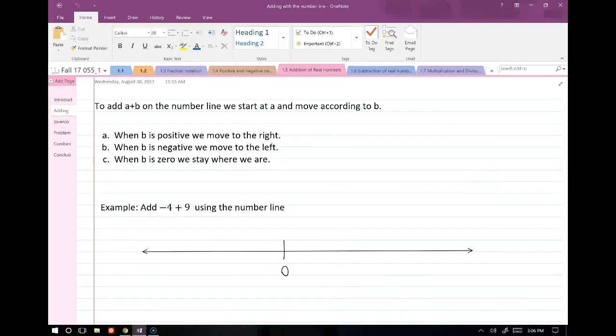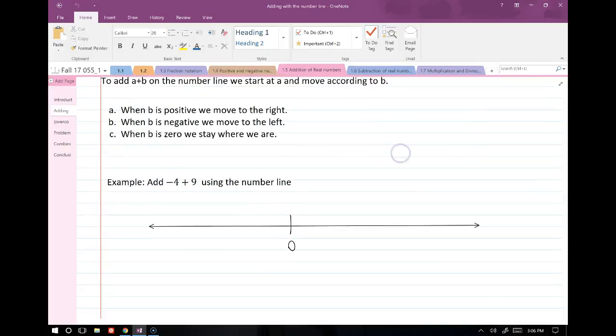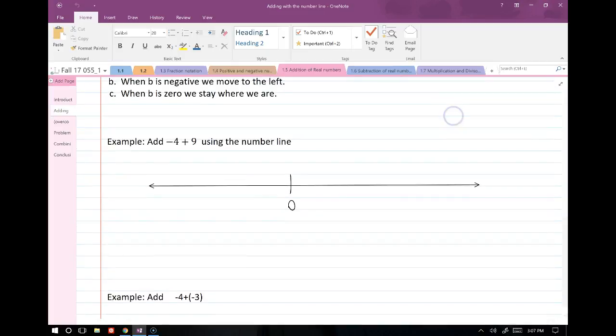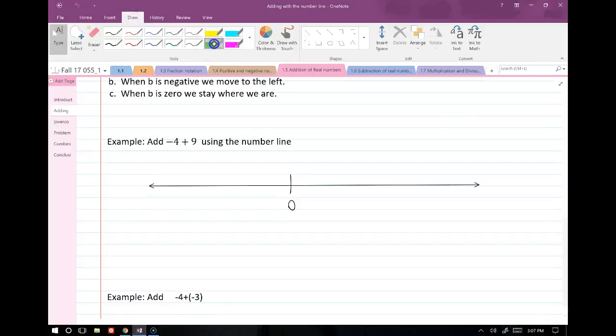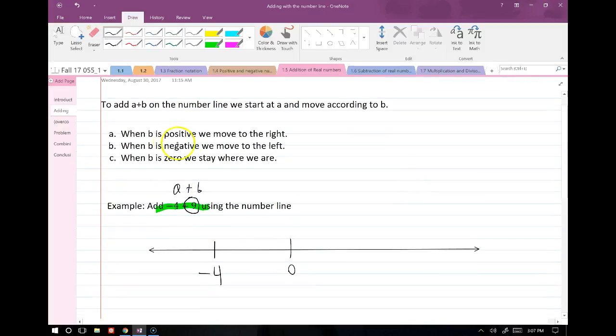To add a plus b on the number line, we start at a and move according to b. That's it, right? If b is positive, we move right. If b is negative, we move left. If b is zero, we just stay there. So for this example, -4 + 9, we'll call -4 a and 9 b. So we start at -4. Now this is our b and it's positive, so we move 9 units to the right.